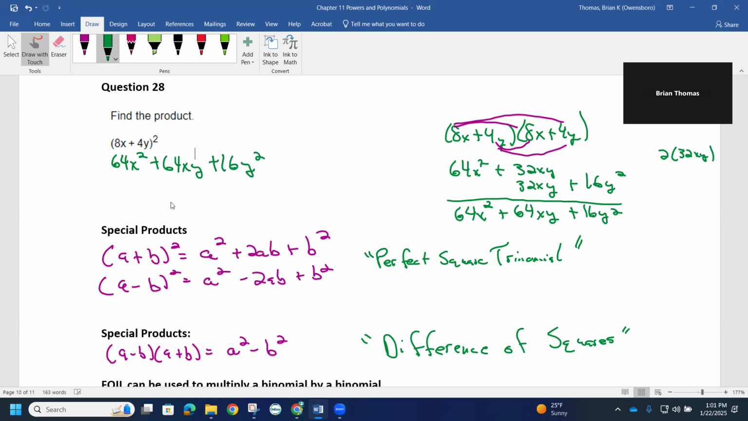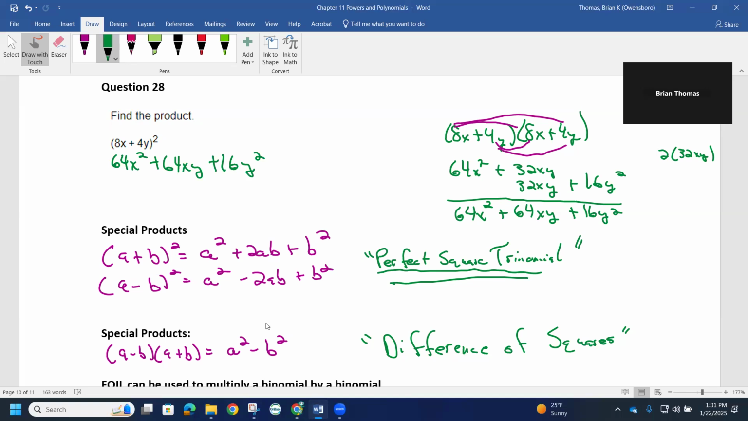So notice how we could actually do this problem mentally if we just know the three moves. Square the first term, 64x squared. Multiply the first and last term together, 8x times 4y, and then double it. That's where the 64xy comes from. And then the last move is to square the last term. So 16y squared. So it's a three-step process. When you square a binomial, it's going to become this trinomial. So we call this the perfect square trinomial because it's going to turn into a three-termed expression.